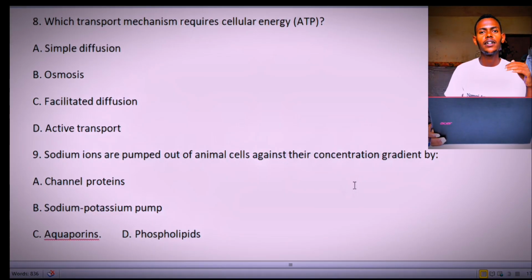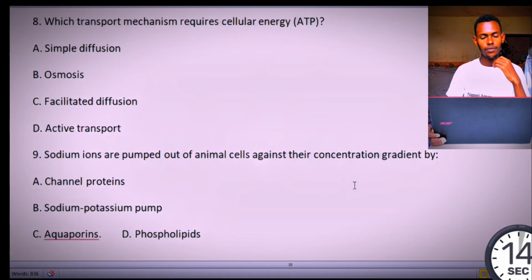A. Simple diffusion, B. Osmosis, C. Facilitated diffusion, D. Active transport. It is your turn.